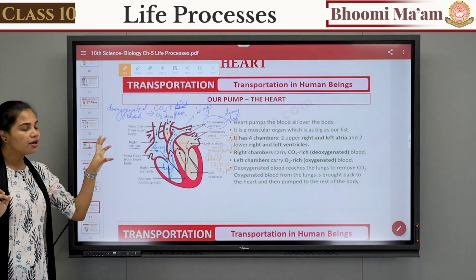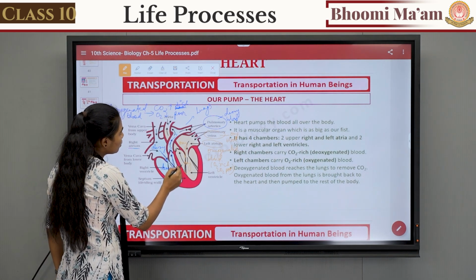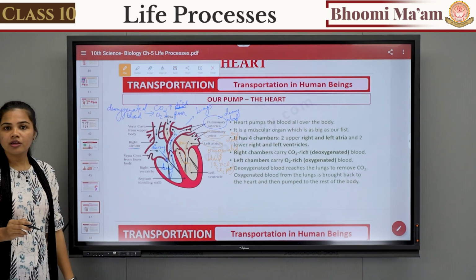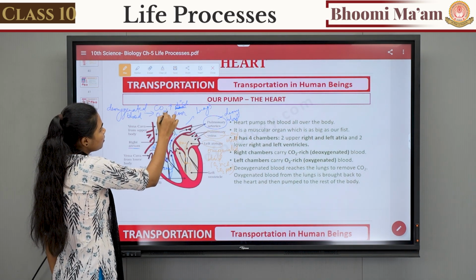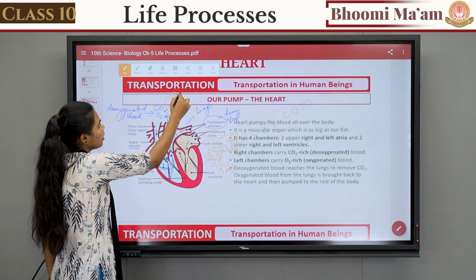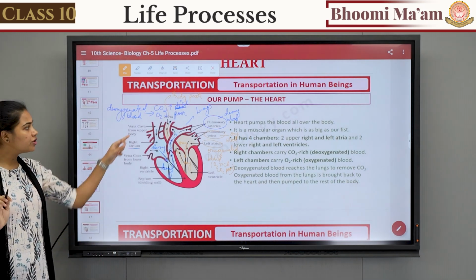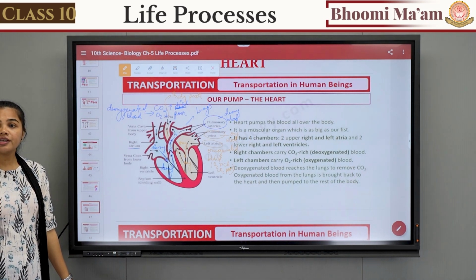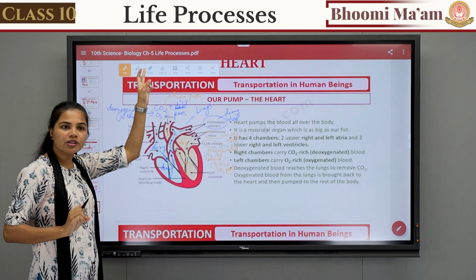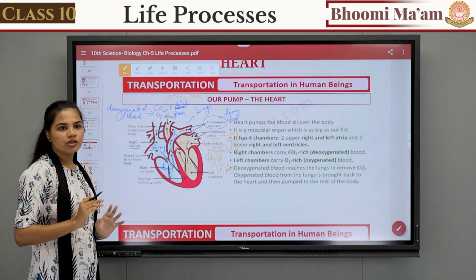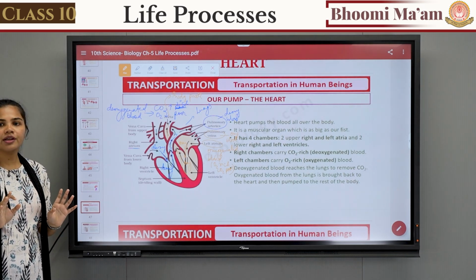And now again it will get contracted and it will what? Carry the blood towards the what? Aorta, right? Towards the aorta, so that it will take the blood towards all the body parts. Fine. So this is the function of the major artery, that is aorta, which carries the oxygenated blood from the left ventricle and passes it towards all different parts of the body so that it will receive the oxygenated blood. Again the process will carry out similarly.